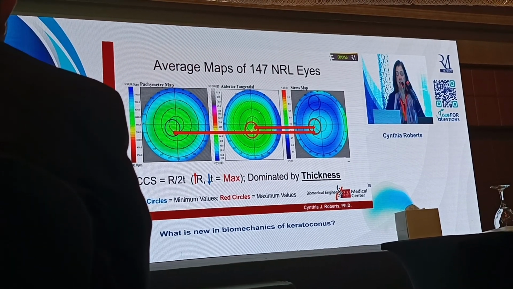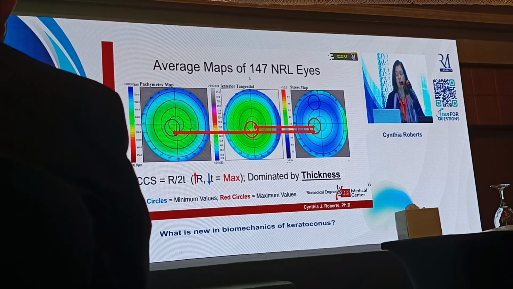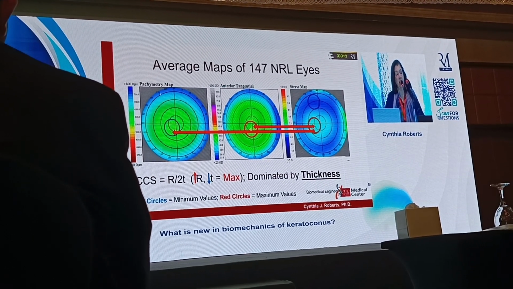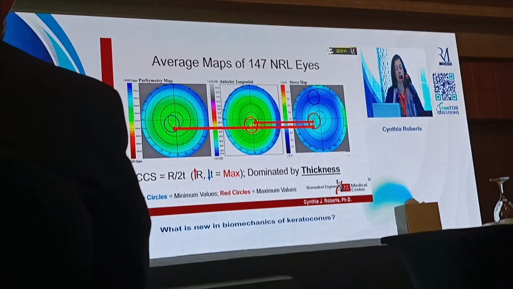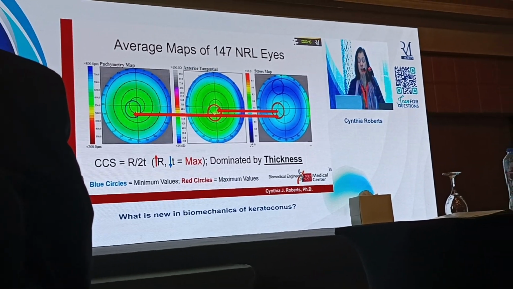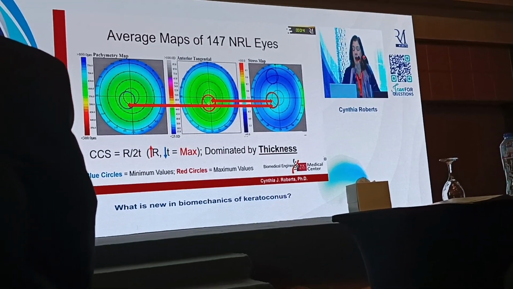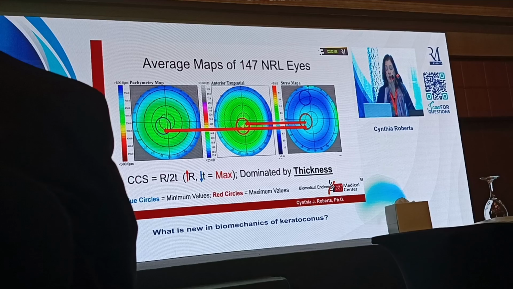And so we looked at, in that population, we compared to 147 normal eyes, and we have the pachymetry map on the left, average of all. Anterior tangential, it is very important to choose tangential rather than axial. And then the stress map, the corneal contribution to stress.